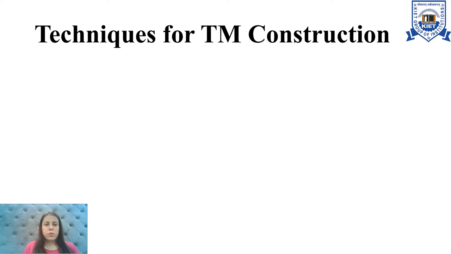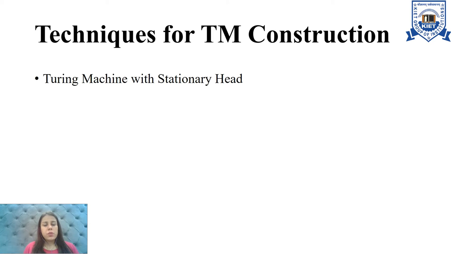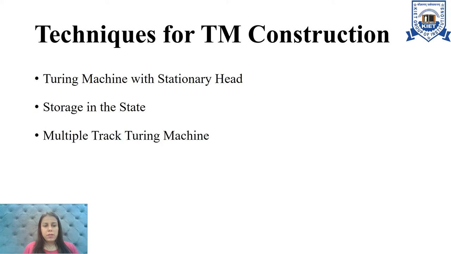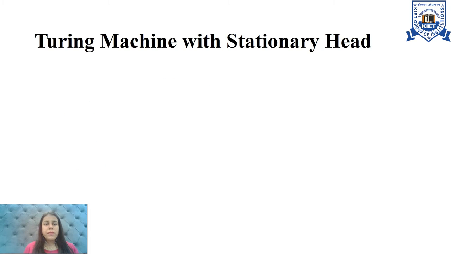Hello everyone. So today's topic is techniques for Turing machine construction. Basically we have four techniques. The very first is Turing machine with stationary head, then storage in the state, multiple track Turing machine, and finally the subroutines. So in this video we are going to discuss all these techniques one by one.